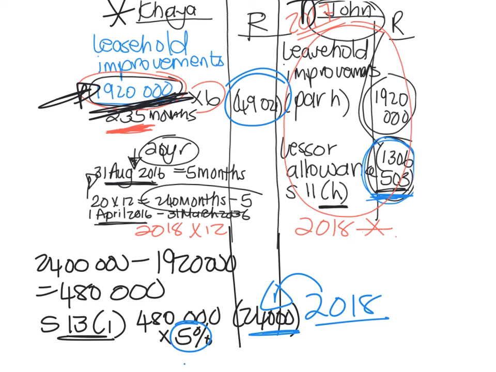Be very careful though. 13.1 is the only one that says you don't have to be the owner. In all other instances, so if it's commercial property in terms of Section 13 quin or residential property in terms of 13.6, the lessee will not get this additional allowance because they are not the owner. Then the owner might get it.